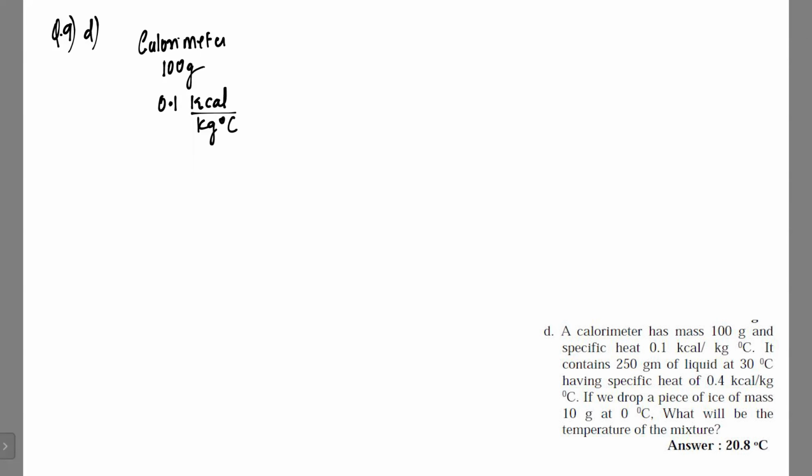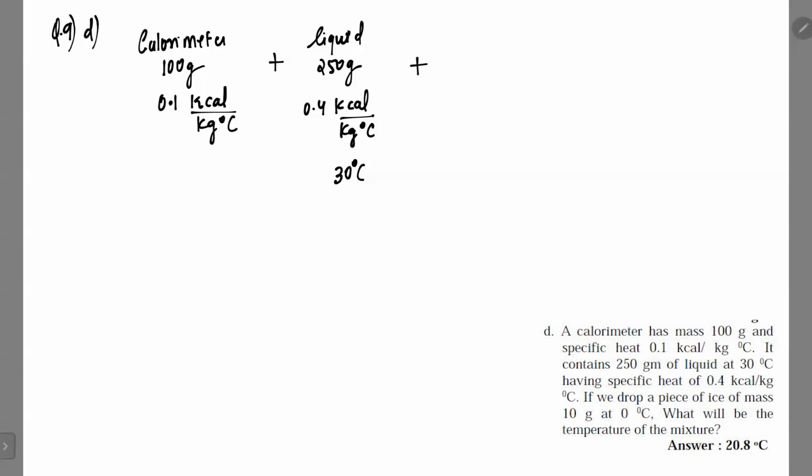Yes, sir. Now, this calorimeter contains 250 gram of liquid. Yani this calorimeter is going to participate with some liquid, and that particular liquid is of 250 gram, and that liquid has a specific heat of 0.4 kilocalorie per kg per degree Celsius, and that liquid is at 30 degree Celsius. Do you agree with me? Yes, sir.